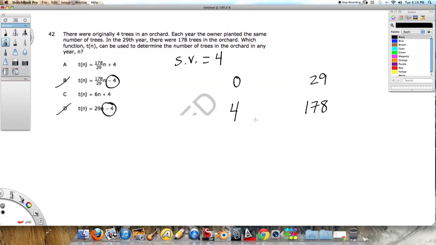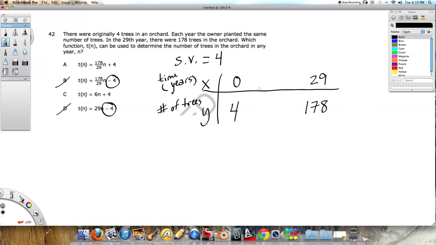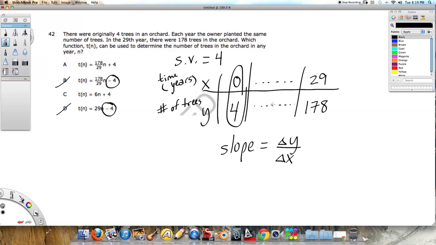If we think about this, it's sort of like our x and our y. The time in years is our x, and the number of trees is our y. So we make a little table here. We don't know what all goes in here because we were only given year 0 and year 29's total. So we can take any 2 sets of data and find the slope from there. The slope is change in y over change in x, and you can use any 2 points. They don't have to be right after each other, as long as one x and y pair goes together and the other x and y pair goes together.